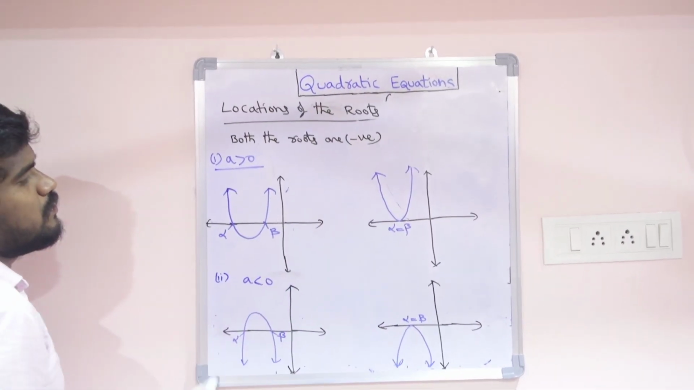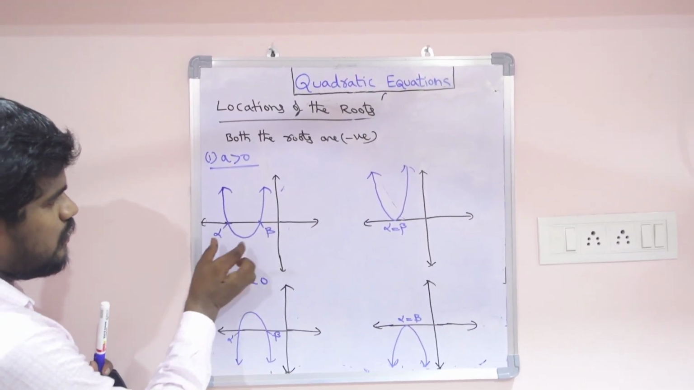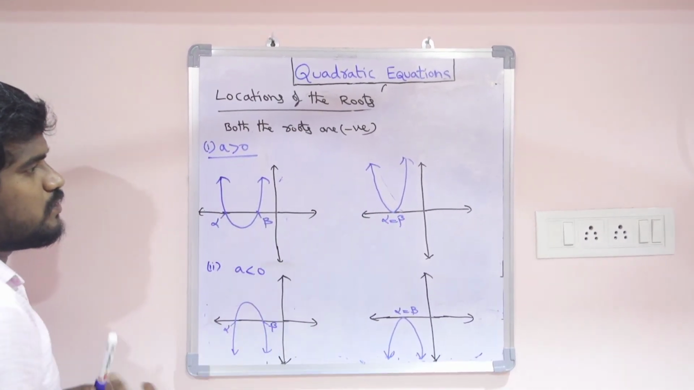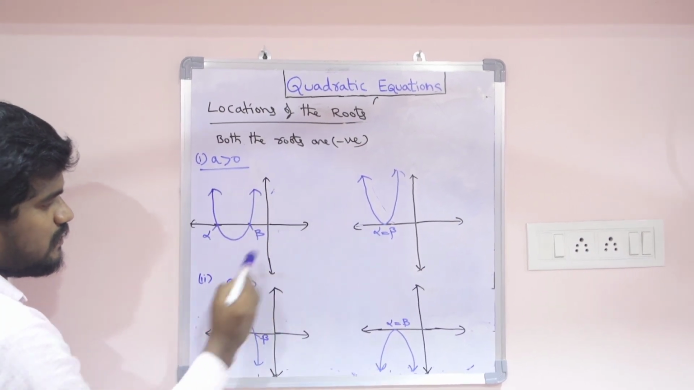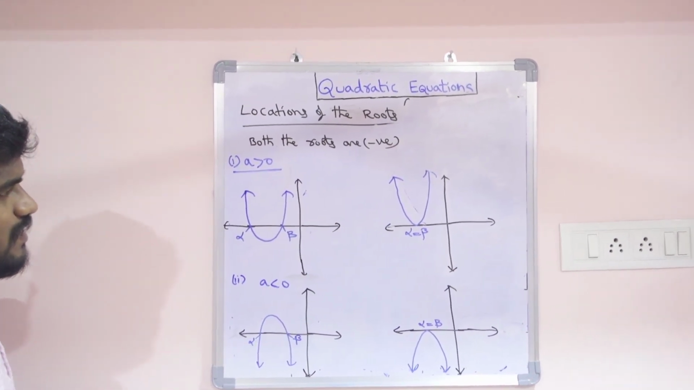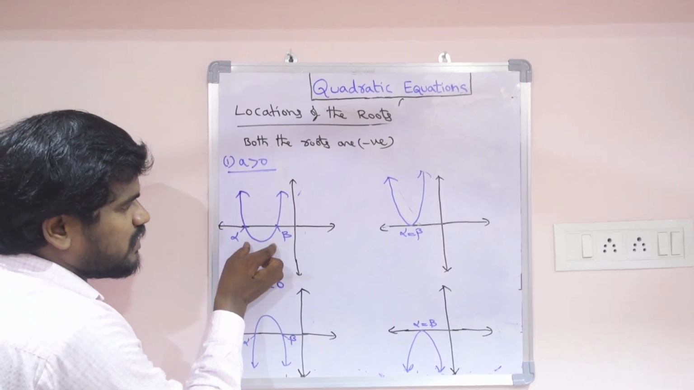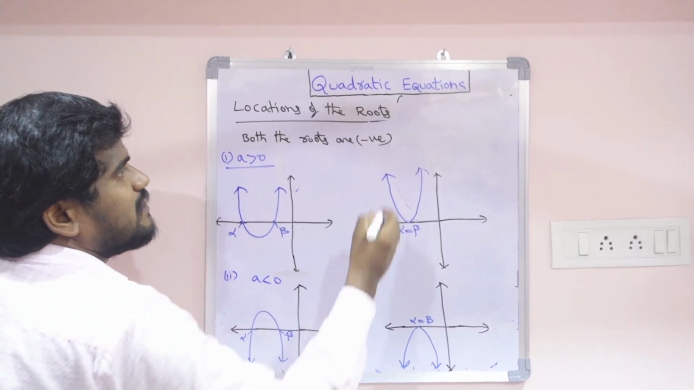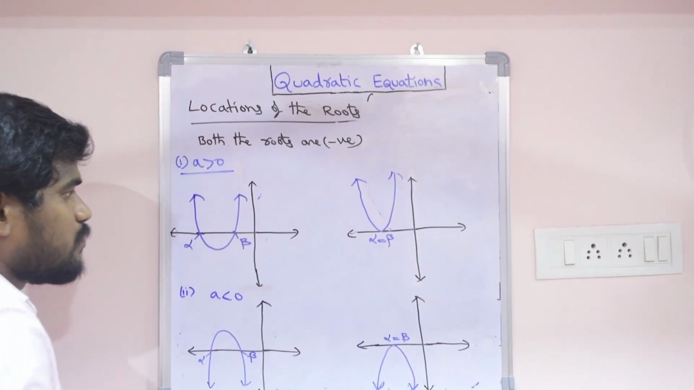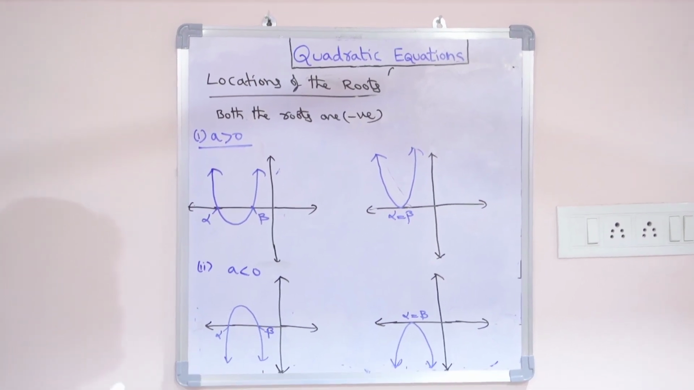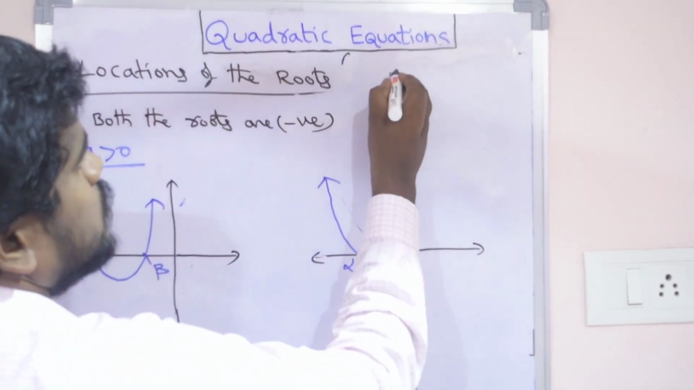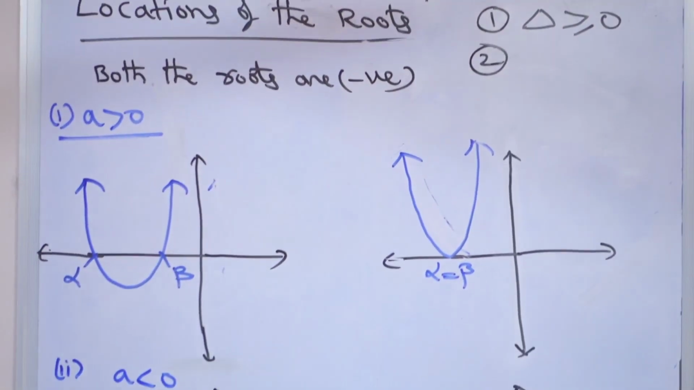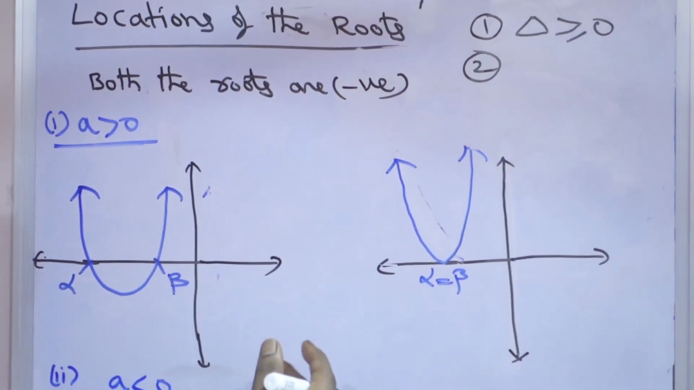Now both the roots are negative. Both the roots are negative means alpha and beta are on the left side only. A greater than 0, 2 cases; a less than 0, 2 cases. Now what is the conclusion here? Here two different roots, here equal roots. From this conclusion, delta is greater than or equal to 0, because equal roots are also possible and distinct roots are also possible. So delta greater than or equal to 0. And the second condition, sum of the roots. Both the roots are negative means the sum of the roots is also negative.